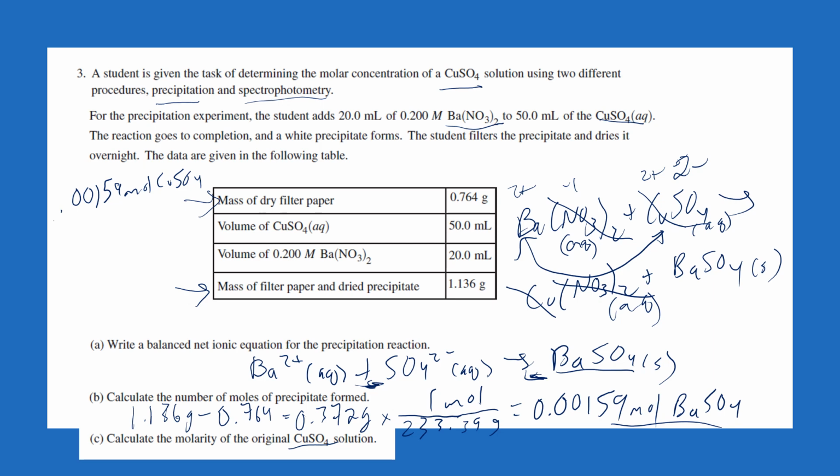To find molarity, I need to do moles divided by liters. So I have 50 milliliters, that's 0.05 liters. And when you divide, you get 0.0318 molar for C.